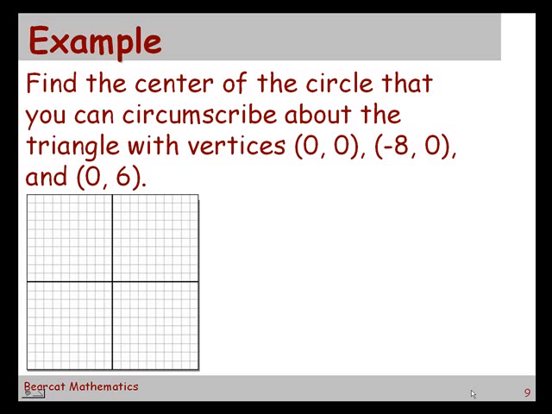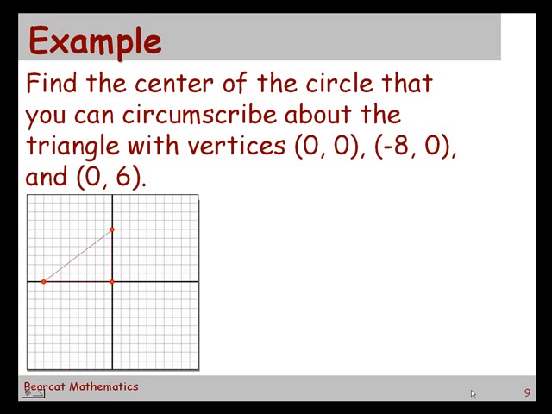So let's go ahead and plot the points. 0, 0 is a pretty straightforward plot right at the origin. So we'll put 0, 0 down. Negative 8, 0, left 8 and up 0. That's a pretty straightforward plot. And then finally 0, 6 is going to be up here. And then those 3 vertices are supposed to be the 3 vertices of a triangle. So let's go ahead and sketch the triangle in.